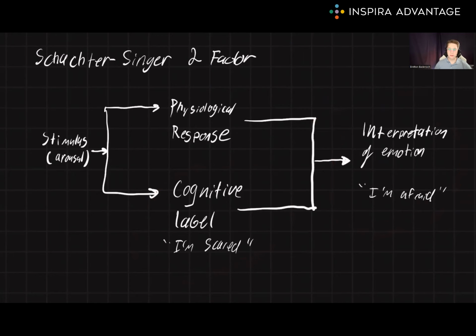To explain this in an example, we will keep the bear. Step 1, I see a bear moving towards me. Step 2, my heart is pounding, and I'm afraid of bears. Step 3, I think I'm afraid.